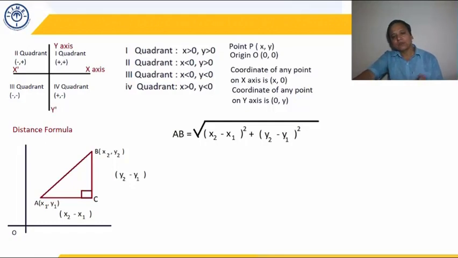x2 minus x1 whole square plus y2 minus y1 whole square, whole under root, because AB square is equal to AC square plus BC square. So AB is equal to under root of AC square plus BC square, that is under root of x2 minus x1 whole square plus y2 minus y1 whole square.